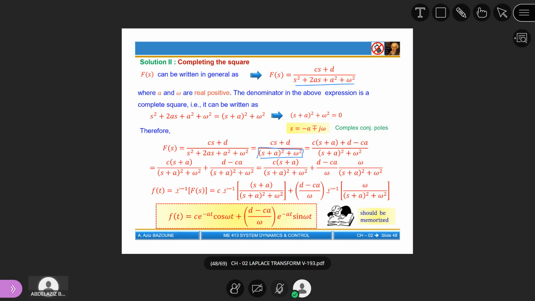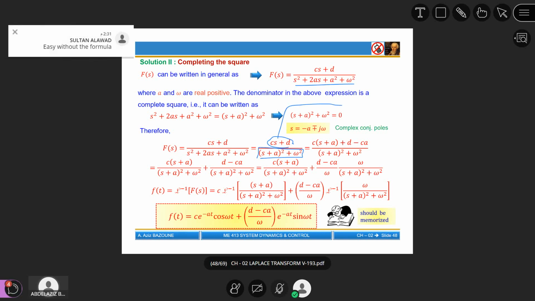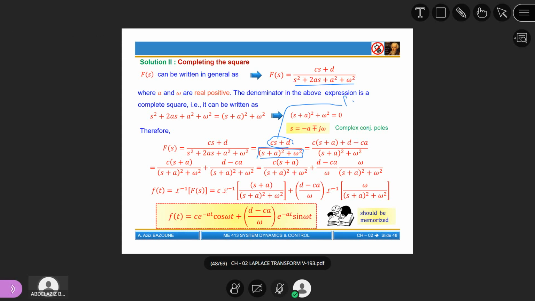CS plus D, we are writing it like this: CS plus CA plus D minus CA. This is what I'm doing. Minus CA and plus CA cancel, as if I have done nothing. And then I split this. This is alone here, and then plus this term, the second term, is here.